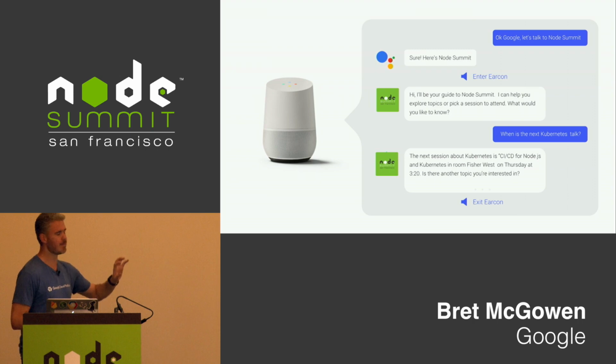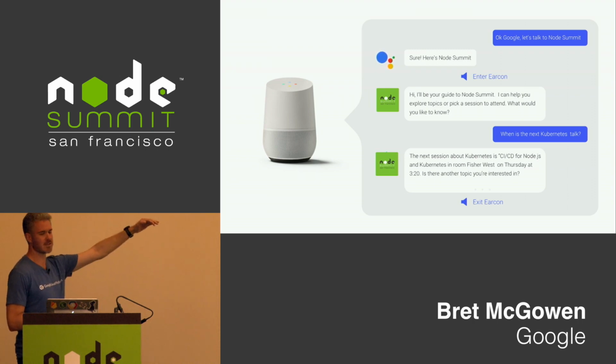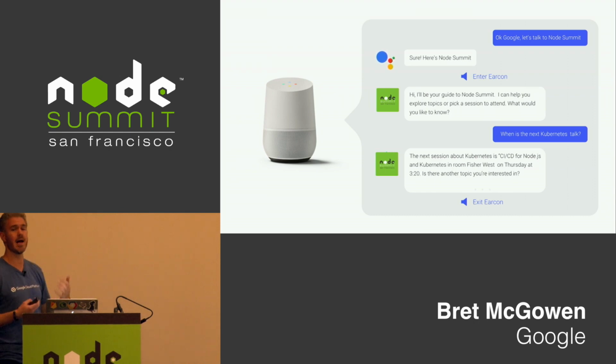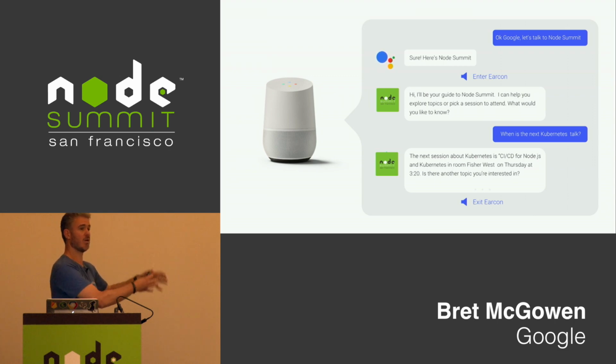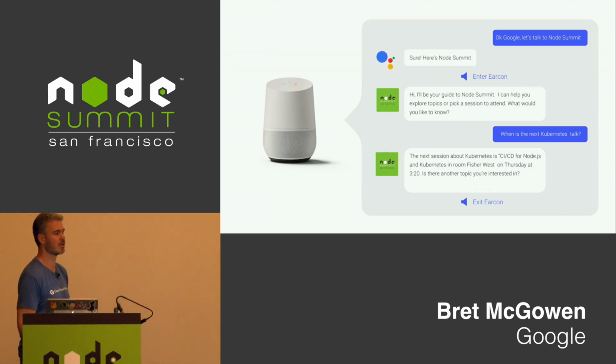So what does it look like? Here's Google Assistant in a text form, talking to it interactively. Say I made an app for Node Summit that would tell me information about the schedule, what's coming up, what the different topics are. I would talk to my Google Home and say, OK Google, let's talk to Node Summit. And then it hands control over to your app. So if I built this Node Summit app, I am now in charge of this dialogue back and forth. And so I can ask it different things like, help me pick a session on Kubernetes, and so forth. We'll walk through, and I'll live code how to build something like this.